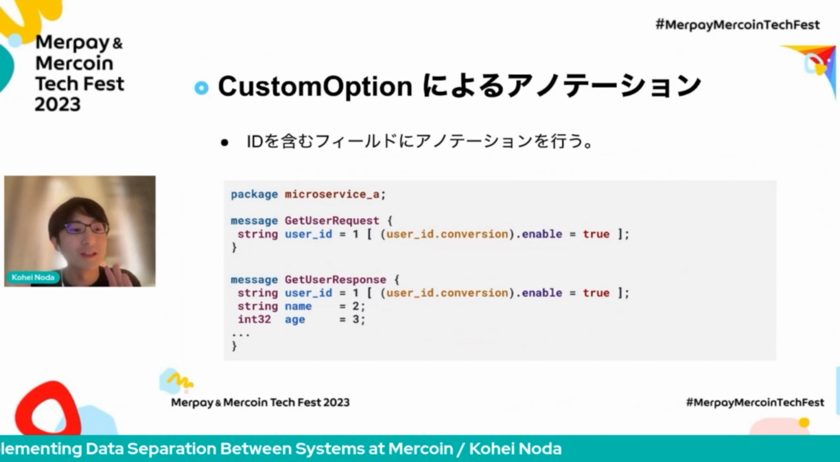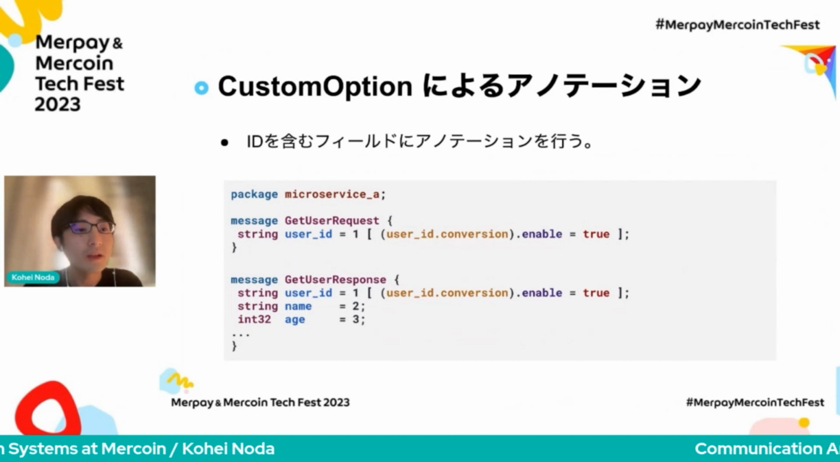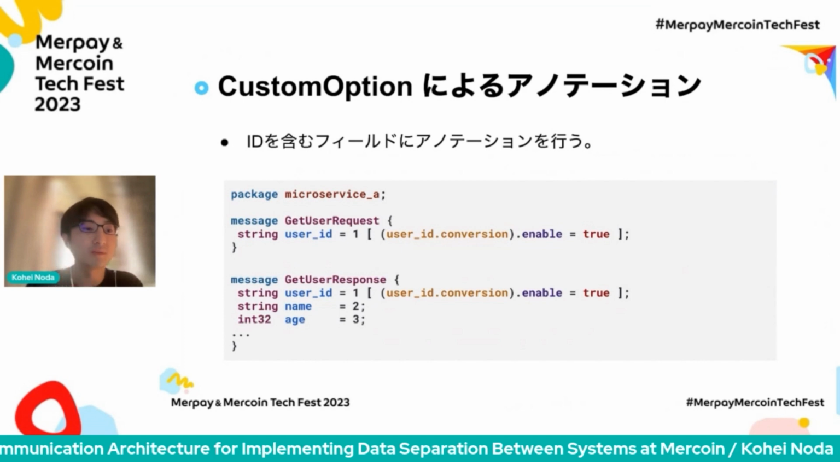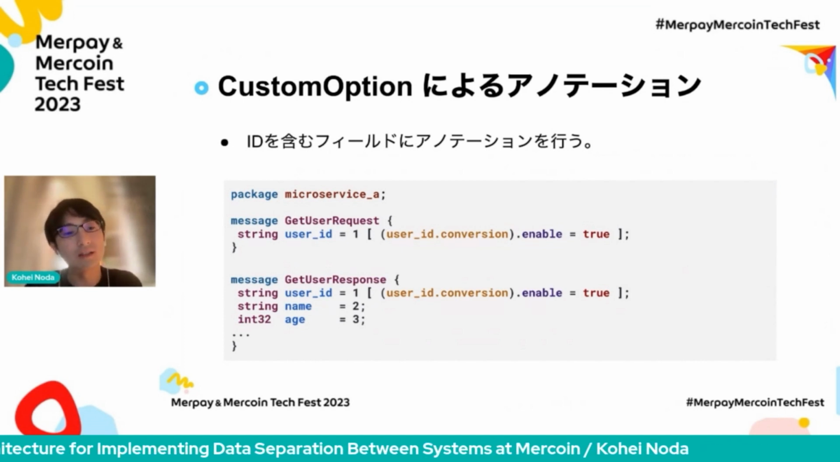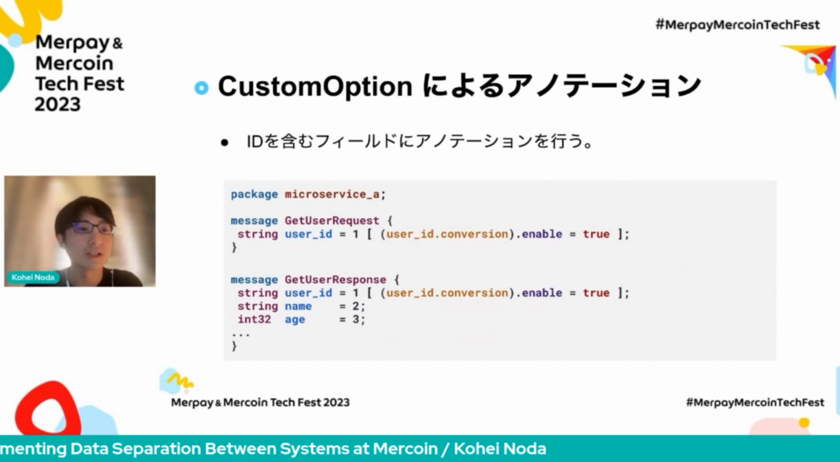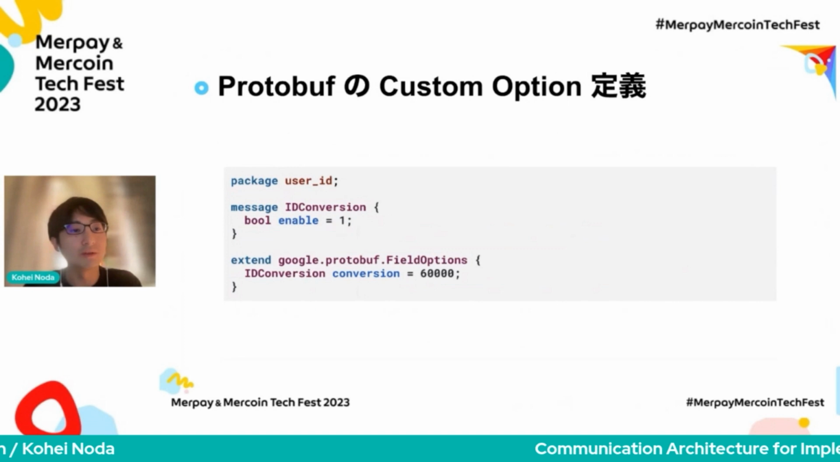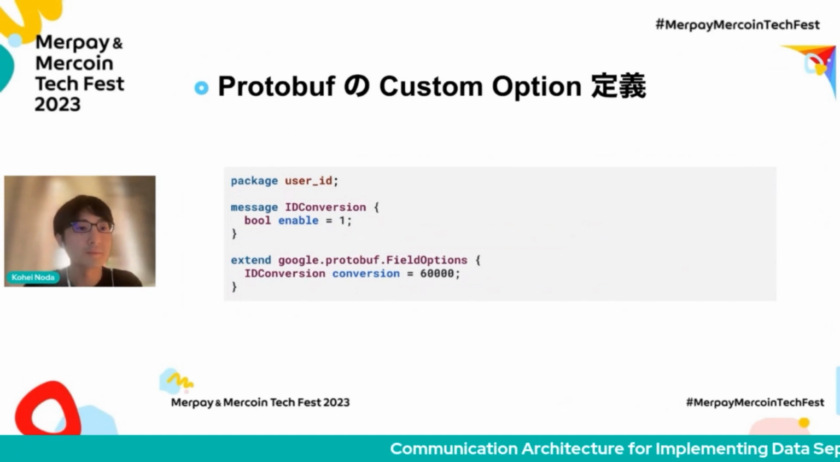For example, if there is a request to retrieve the user information called getUserRequest, and there is a user ID, this field is annotated to enable ID conversion. In the same way, the response is annotated with user ID. Here is a custom option definition for that purpose.